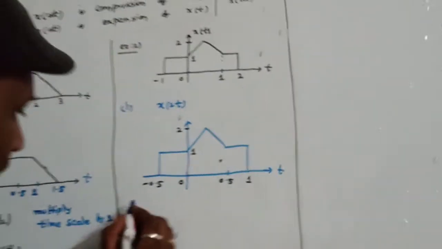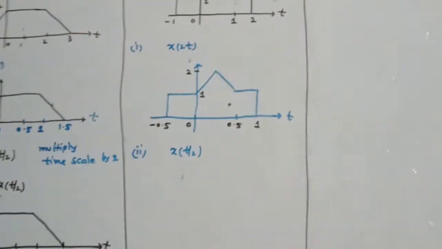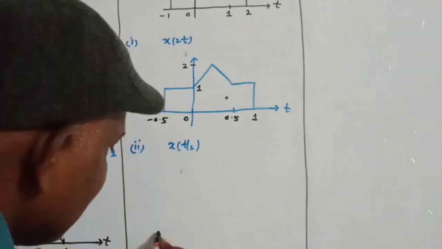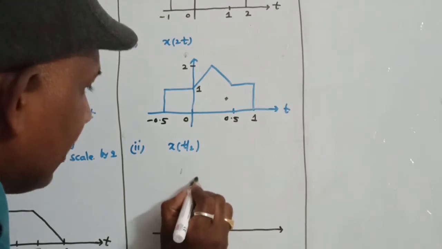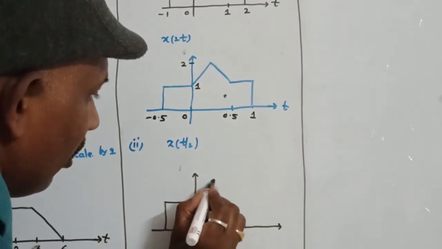Let us draw x of t by 2. For the same example, if it is asked to draw x of t by 2, how do we draw it? Let us see. First draw the same original signal. So our original signal is like this.